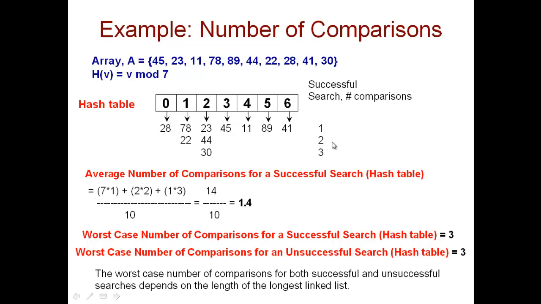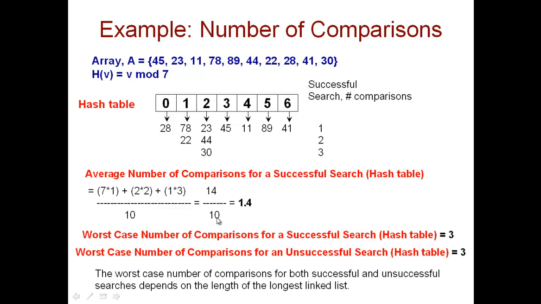So it is 7 times the number of comparisons, and for any of them it is one comparison. Then there are 2 elements that can be the second element in any of those linked lists, so that is 2 times 2 comparisons for each of them. Then there is 1 element that can be the third element in any of those linked lists, and for that we require 3 comparisons, so 1 times 3. So sum these up, divide by the number of elements, so that's 14 divided by 10.